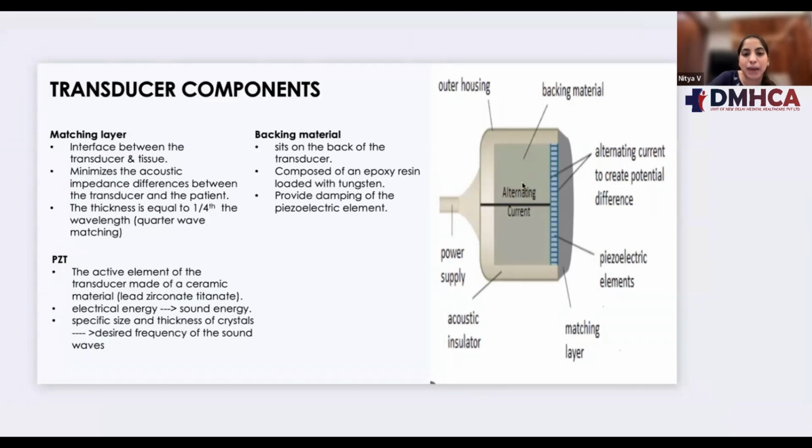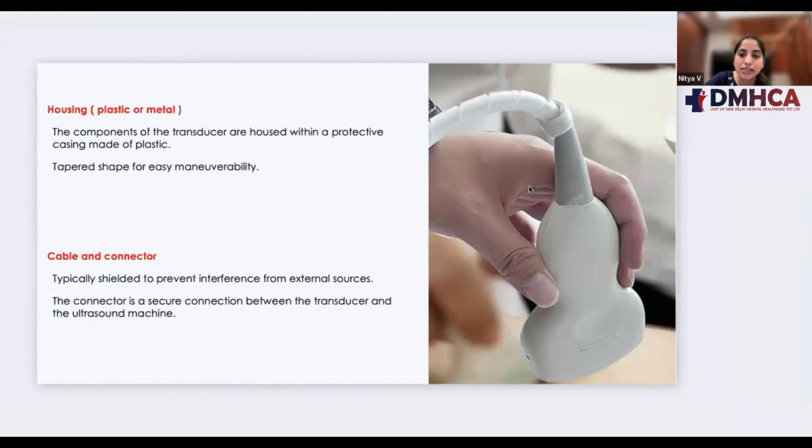Then the next layer is the backing material, which sits on the back of the transducer. It is composed of epoxy resin loaded with tungsten, and that provides a dampening effect to the piezoelectric element, so that it is easier for the piezoelectric element to convert the electrical energy into sound energy. Then comes the housing. All these components are housed inside plastic material, which is the housing, which is tapered in a form that it can be easily maneuvered, so that the user can hold the probe properly. And then the cable and the connector. That is the most important thing, because that is connecting the external electrical source to the transducer.